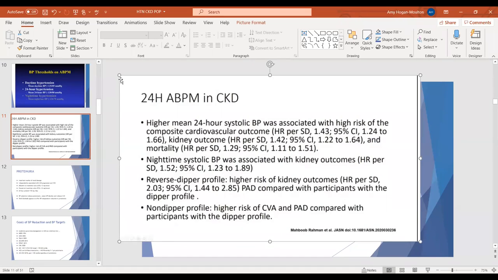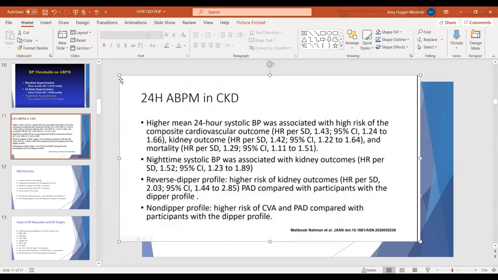All right. So on the 24-hour ambulatory blood pressure cuff in the chronic kidney population, this was from Jason recently. It's the CRIC trial data. Some of the data that came out was interesting, and I'm not trying to go over all the data. I'm just trying to bring out the fact that you have to look at which blood pressure time they're talking about and which person they're talking about.